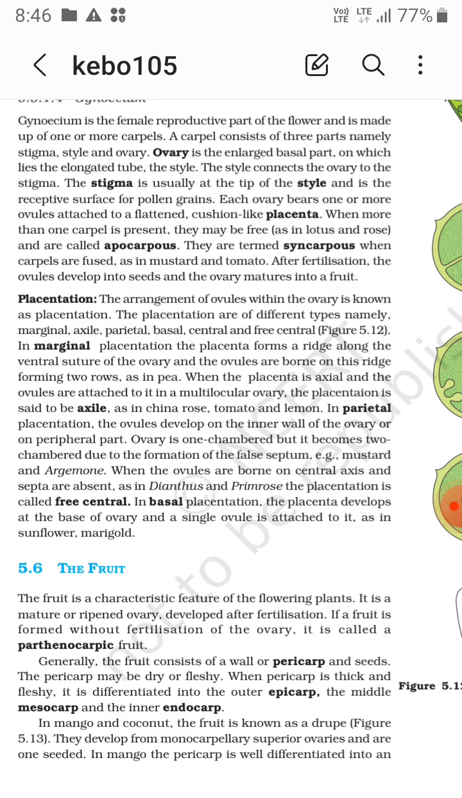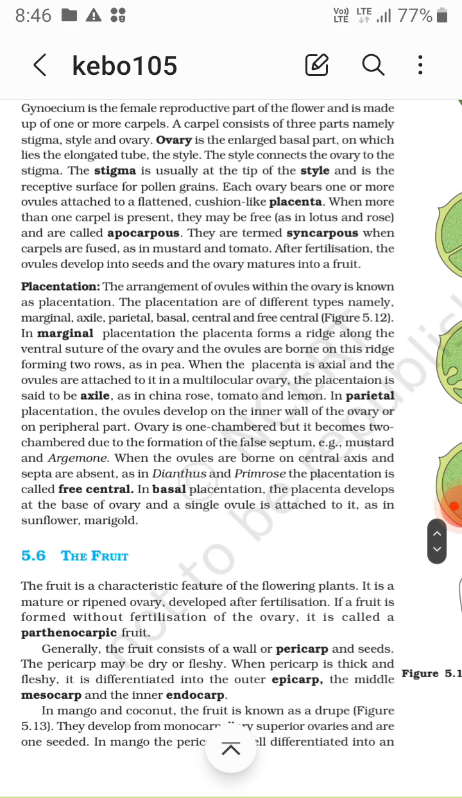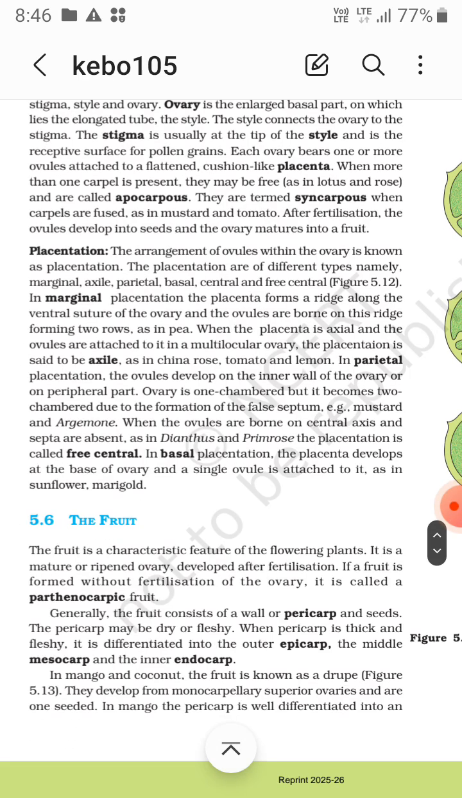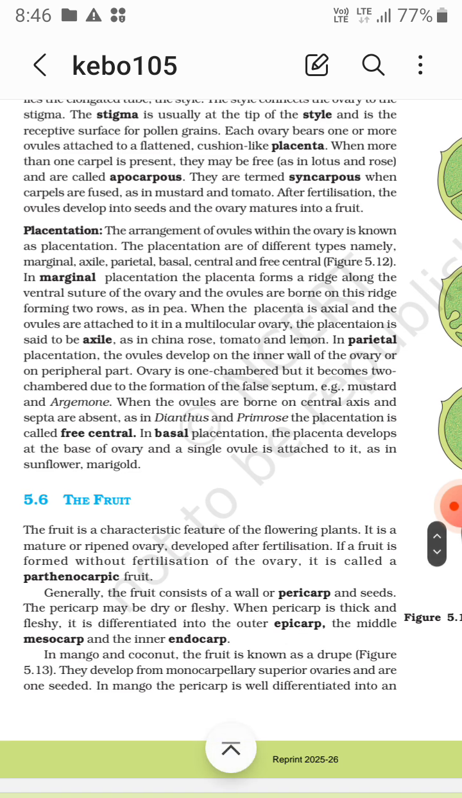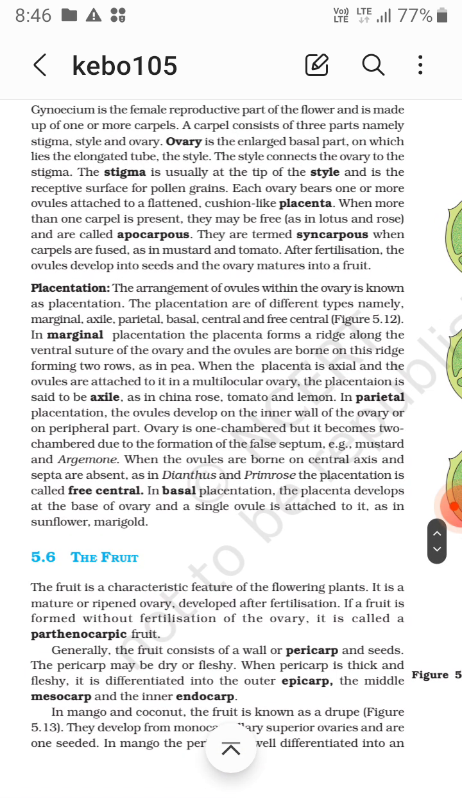In axial placentation, examples are China rose, tomato, and lemon. In parietal, examples are mustard and argemone. In free central, examples are dianthus and primrose. In basal, examples are sunflower and marigold. Now, what about marginal placentation?